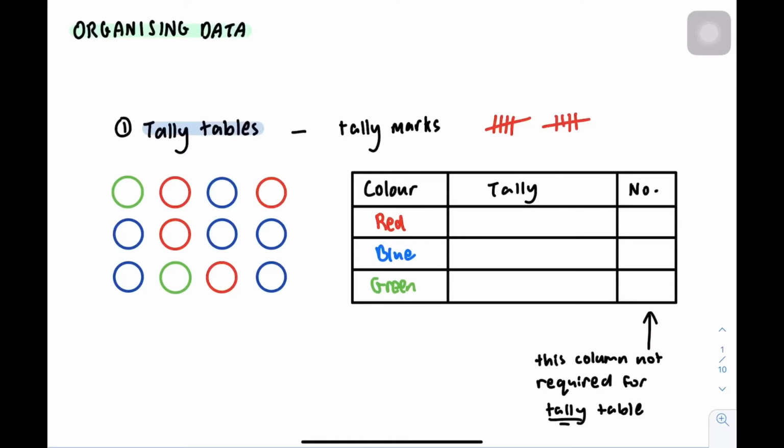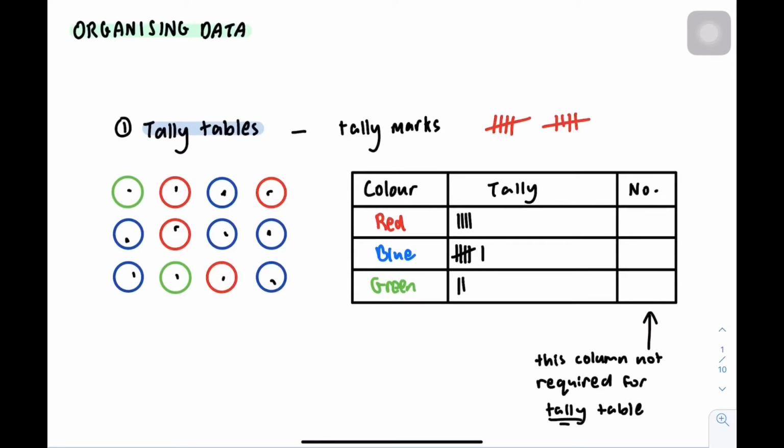How many reds do we have? We have 1, 2, 3, 4. We have 4 reds, so let's just do 1, 2, 3, 4. Blue, we have 1, 2, 3, 4, 5, 6 blues. So we're going with 1, 2, 3, 4, 5, 6. As for green, we have 1, 2. So we're going to do 2. 1, 2. That's how you do tally marks.